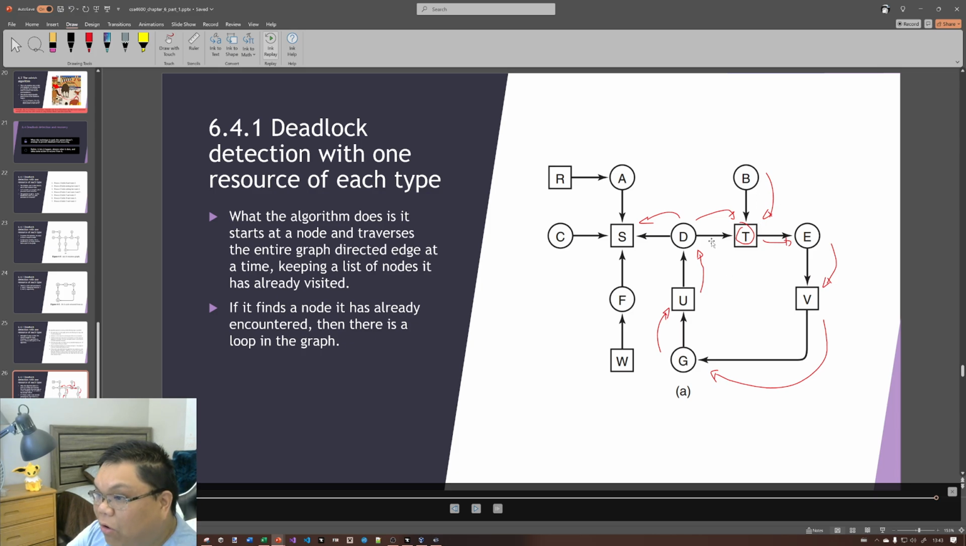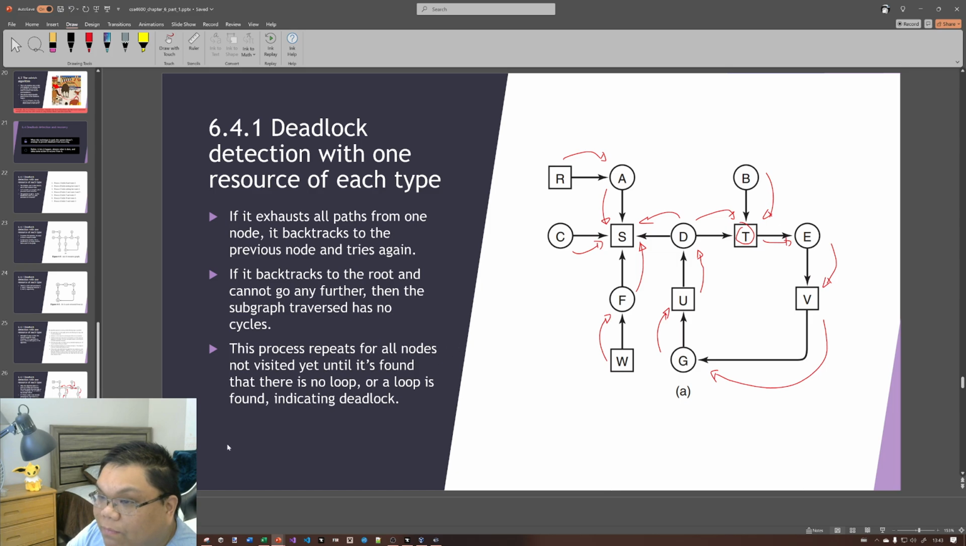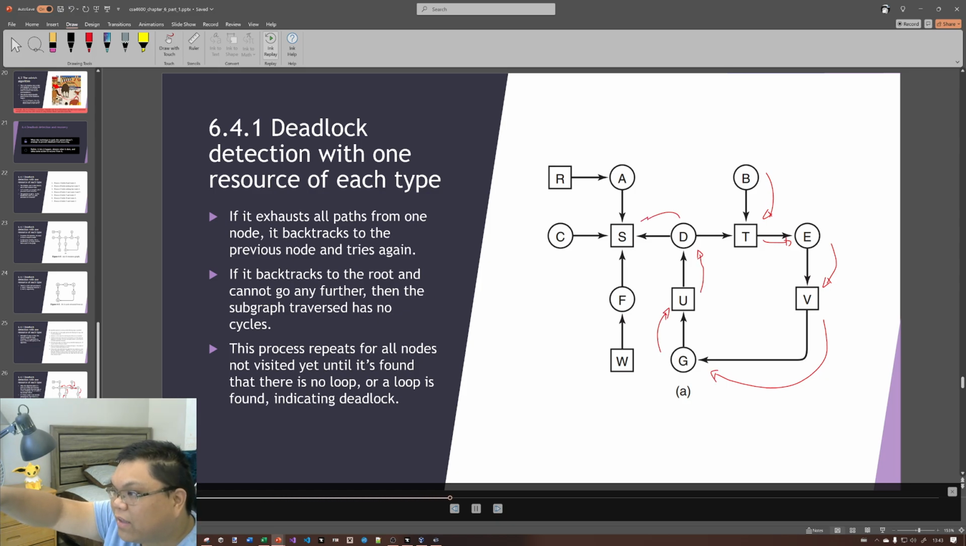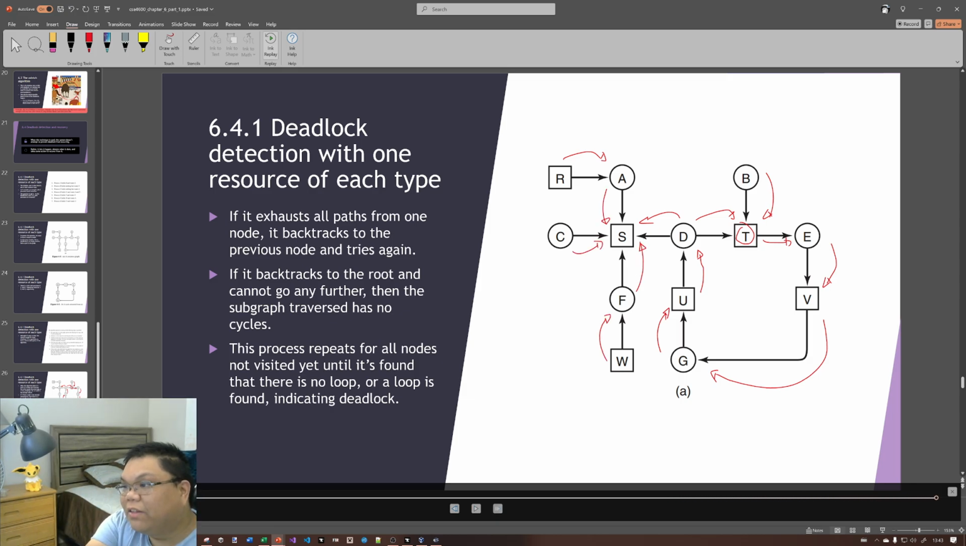However, this isn't the whole graph, so there's more to this. So what we do is we start over at some other node that we haven't visited. We're going to start at node B, and we're going to traverse this path, exploring every possible path until there's nothing else we can explore. Then we start over at a different node that we haven't visited yet. We keep going until we find a dead end or we find more deadlock.